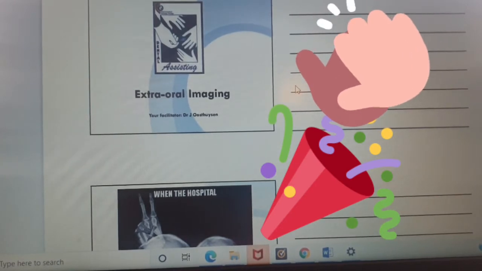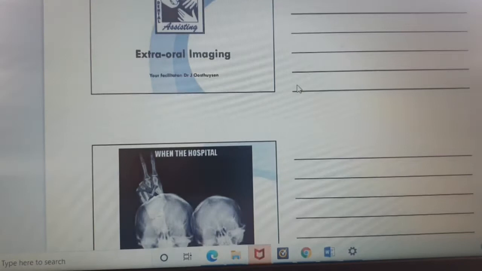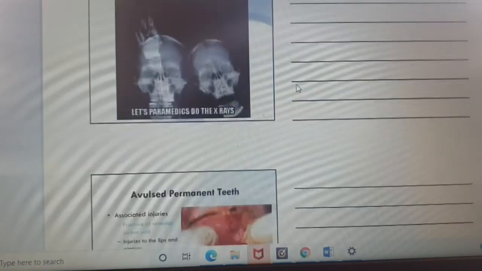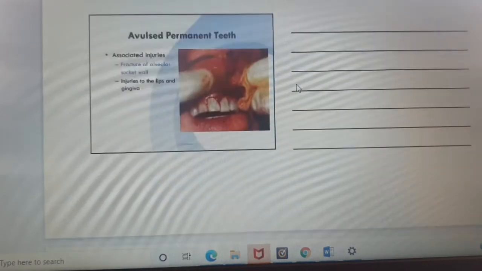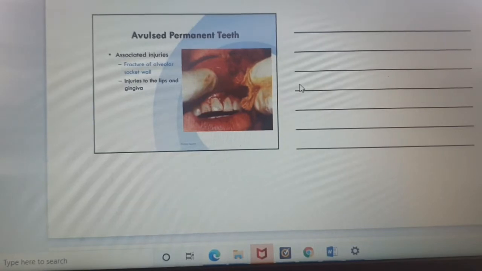Today we'll be discussing extraoral imaging. Okay, so we'll basically first be delving into the types of instances or situations that occur in the dental field that may require the use of extraoral imaging. So firstly, we have avulsed permanent teeth.